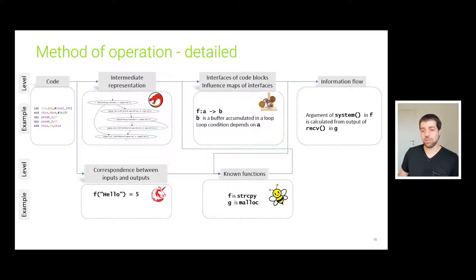So we use all of these steps together, and in the end, we have a full knowledge of the information flow. And basically, to summarize, it means, for example, we are able to determine if an argument of system in function f is calculated from the output of receive in function g. And in this case, like I said before, there's a data flow between receive and system, which is considered a command injection.